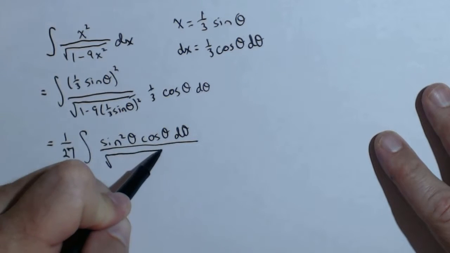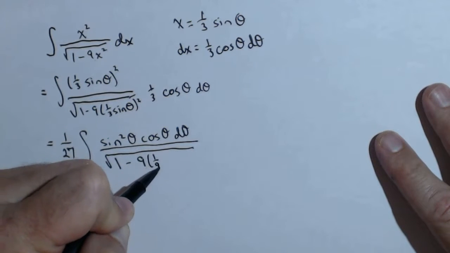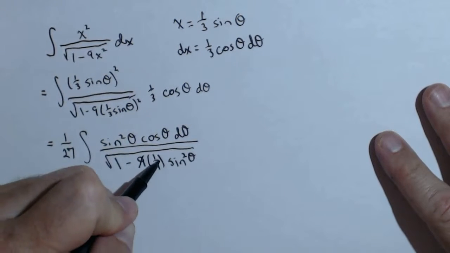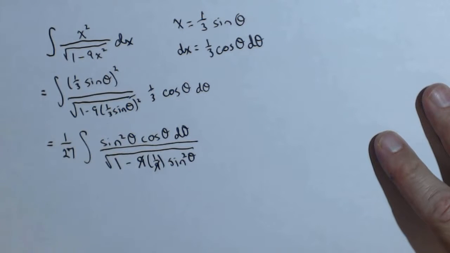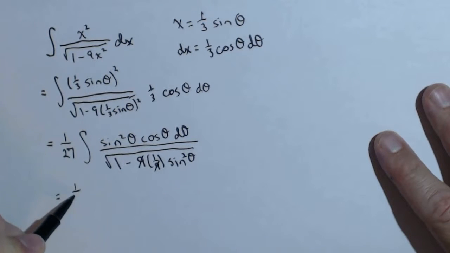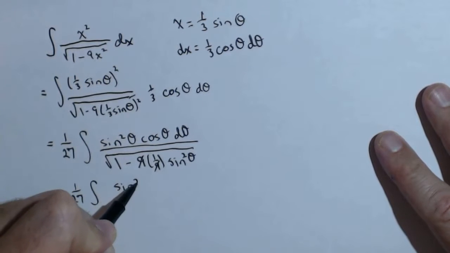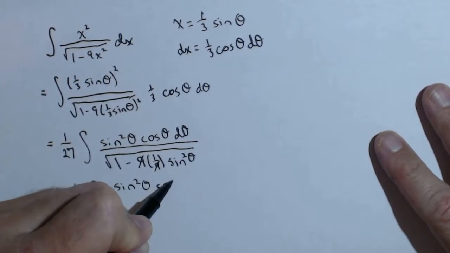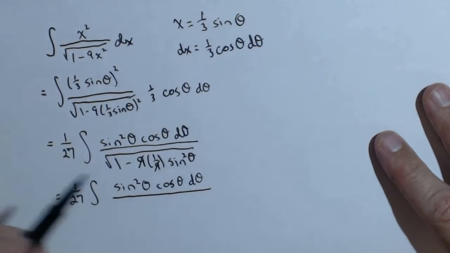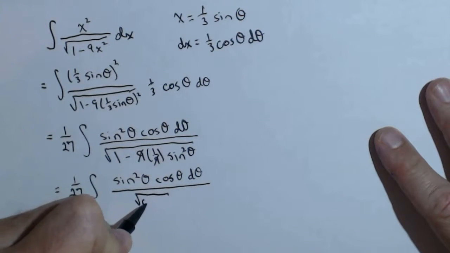On bottom here, we're going to have something nice happen. So 1 minus 9 times 1/9 sine squared theta. And those 9's cancel. So that worked out really well for us. And now we have just the 1 minus sine squared. So on top, we haven't done anything yet. And on bottom now, what's going to happen? The 1 minus sine squared is exactly equal to cosine squared. Square rooting that just gives us cosine of theta.